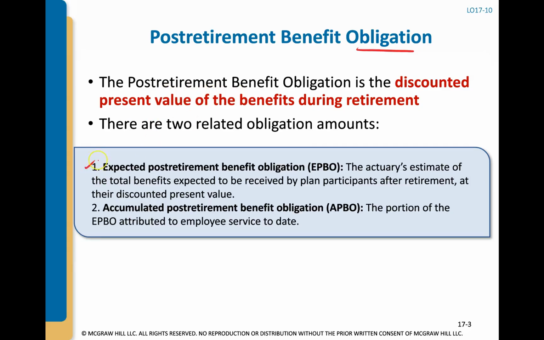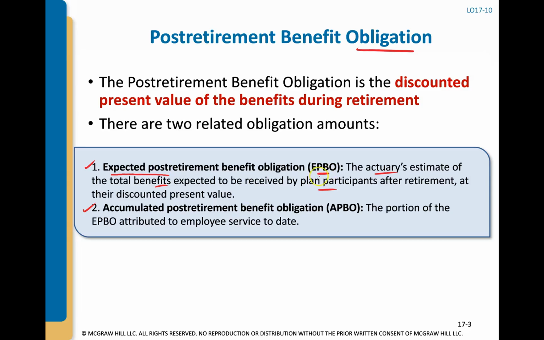And there are two post-retirement benefit obligations you need to know. The first one is the expected post-retirement benefit obligation. And just like a pension uses an actuary to determine what the projected benefit obligation is, actuaries also estimate the total benefits that a corporation can expect to pay out for the plan participants, for the employees that have retired. And then we discount that to present value. It's also referred to as the EPBO.